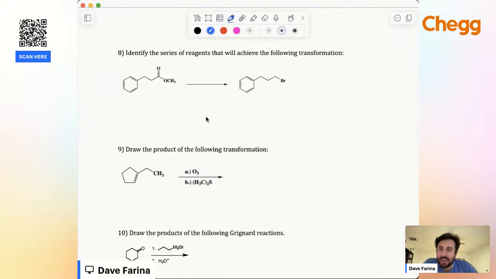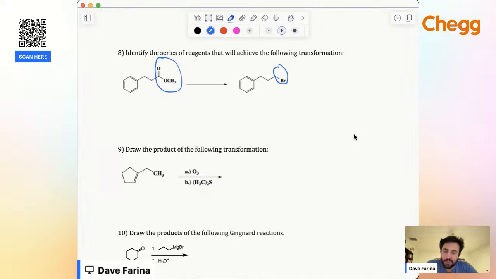So number 8, identify the series of reagents that will achieve the following transformation. So what do we have here? Have we changed the number of carbon atoms? We have not. We have a phenyl ring and then 1, 2, 3 carbons. Phenyl ring, 1, 2, 3 carbons. So we've just changed the functionality, right? All we've done is go from an ester to the alkyl bromide, right?